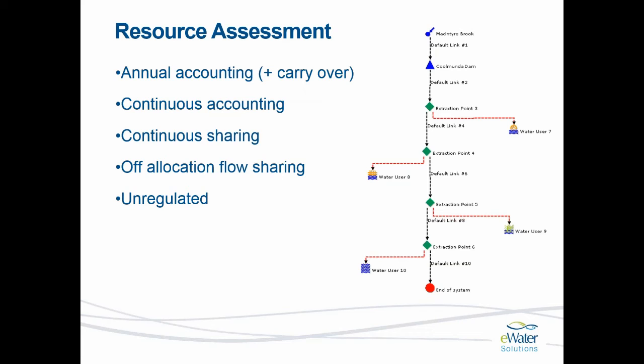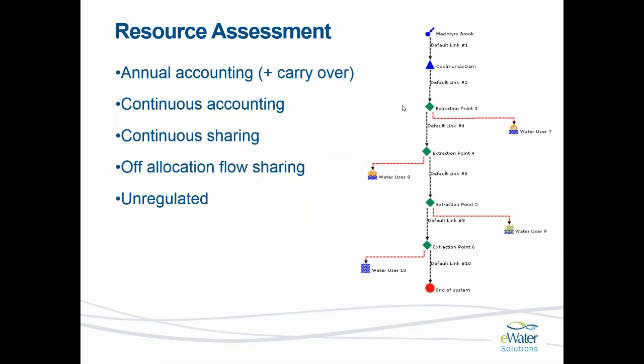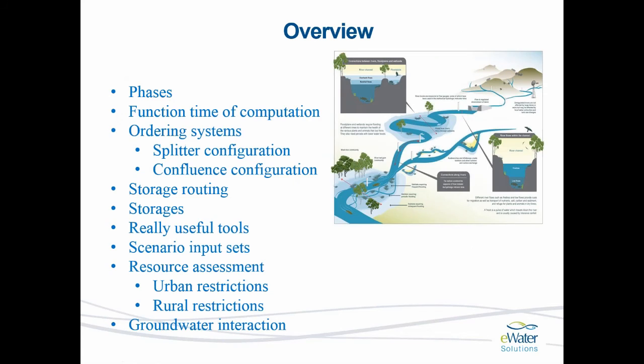For the rural type systems, it's the other way around. You assume they get no water unless there's enough to hand out. And so we have these resource assessment systems, such as annual accounting, which are used to determine how much water is available to the licence holders. And so it does the seasonal allocation calculations in the model at whatever times the modeller chooses to specify. So I'll now hand over to Karina, and she'll talk about groundwater interaction.